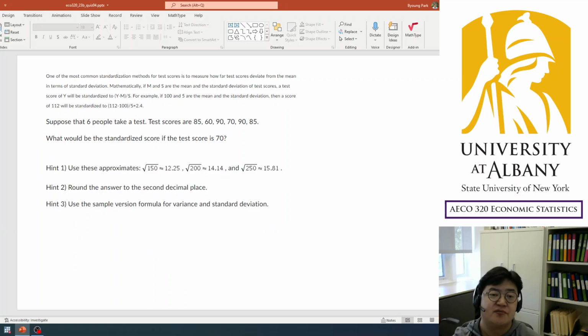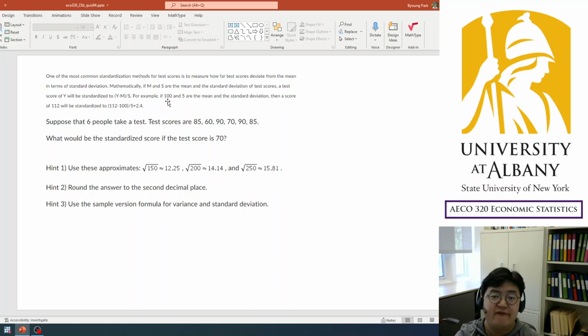Maybe this is the last question. One of the most common standardization methods for test scores is to measure how far test scores deviate from the mean in terms of standard deviation. So the distance from the mean is divided by the standard deviation. Mathematically, if m and s are the mean and the standard deviation of test scores, a test score of y will be standardized to (y minus m) divided by s. This is the typical standardization method.